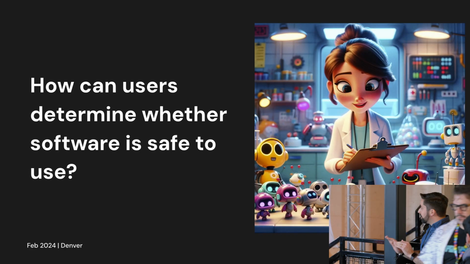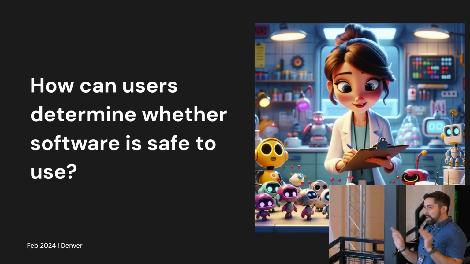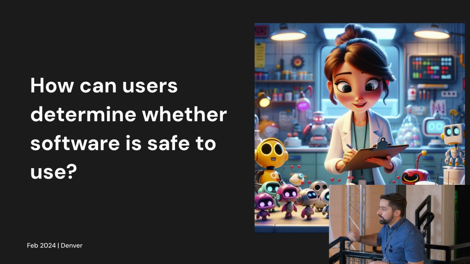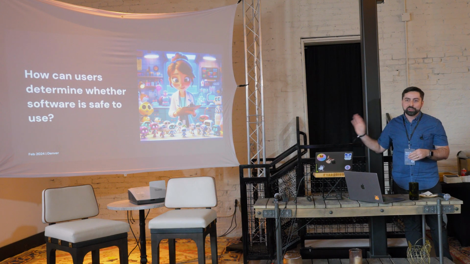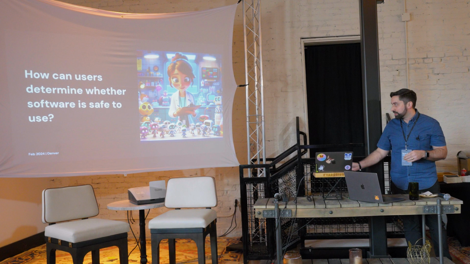The ultimate question that we're trying to solve at MetaMask is how can users determine whether software is safe to use, okay? So for example, you have all these little softwares here. They're all super cute. They're these little robots. But how do you know which ones are safe, right? Maybe one of them is malware. It looks cute, but you really don't want to install that on your computer, right? How would you know?